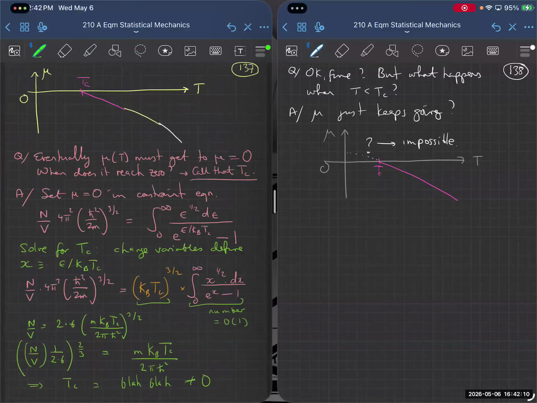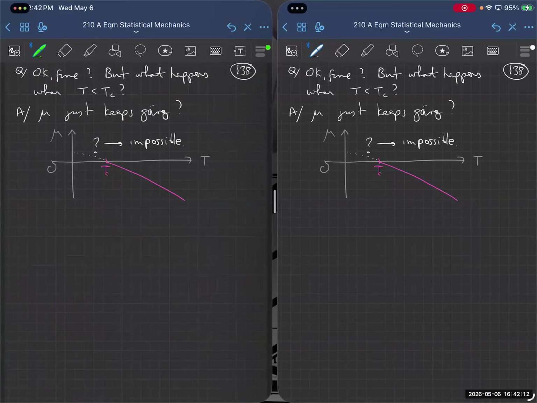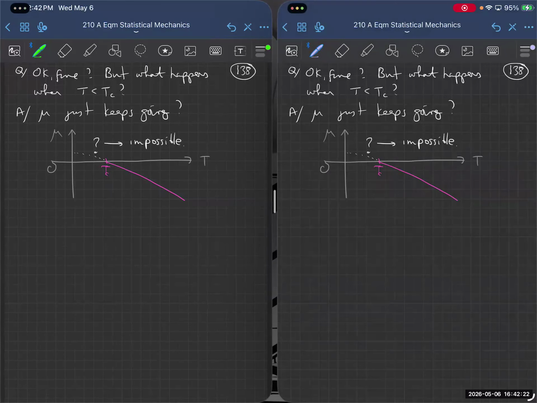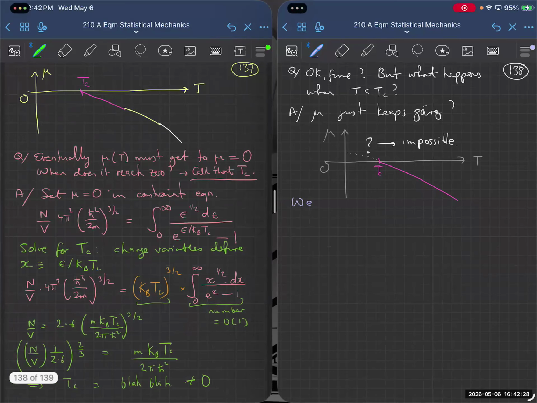Can't happen. So now we have a problem. What happens? Now, how did we get into this situation? And so we have a problem, because mu has to be less than 0.